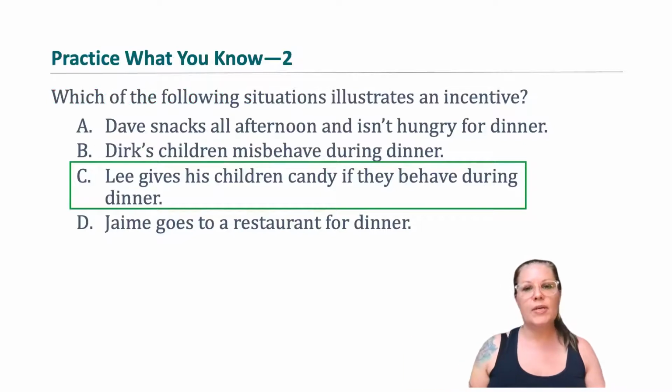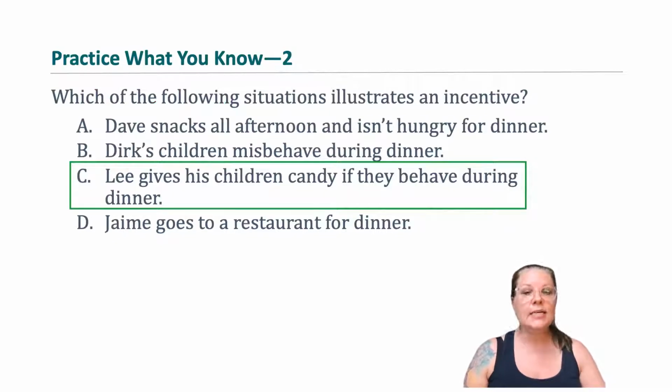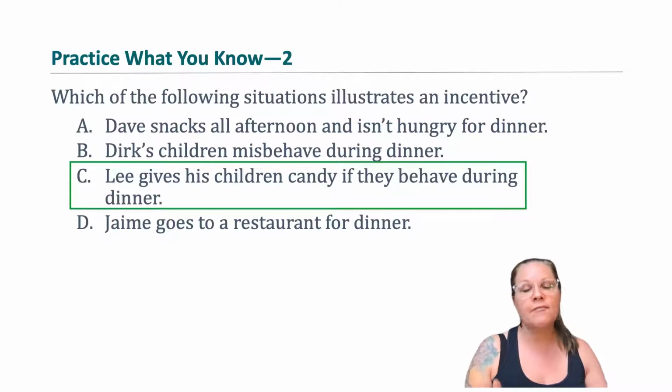So which of the following situations illustrates an incentive? Here, the answer is C. Lee gives his children candy if they behave during dinner. This is a direct positive incentive. Lee communicates to them the action they want them to take and then tells them what the reward will be if the action is taken.